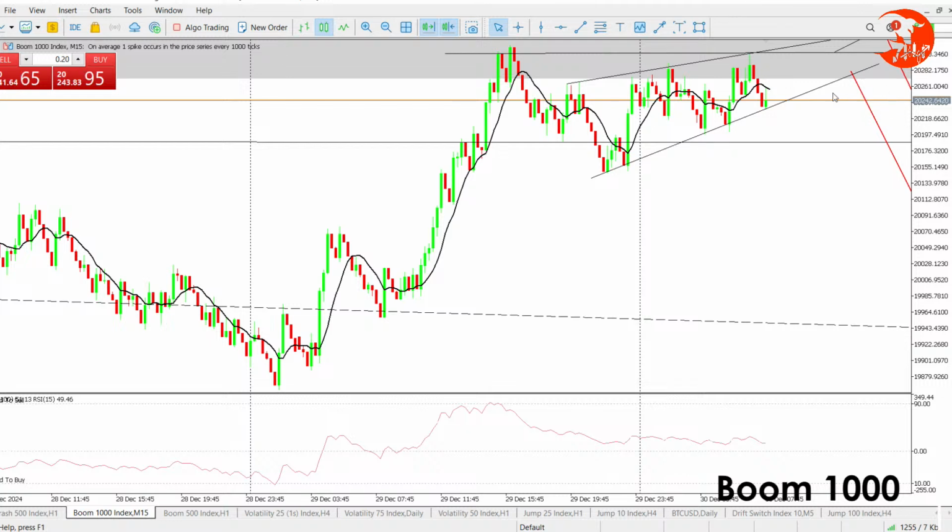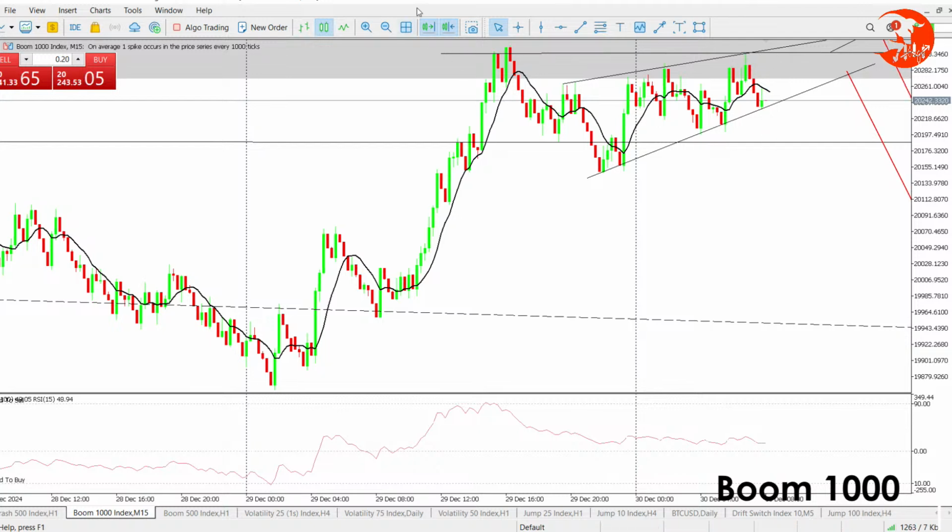sell, but I cannot enter the sell just like that. I will wait for the breakout. According to M15, we have a what? That is a rising wedge. Yes, according to M15. Yes.